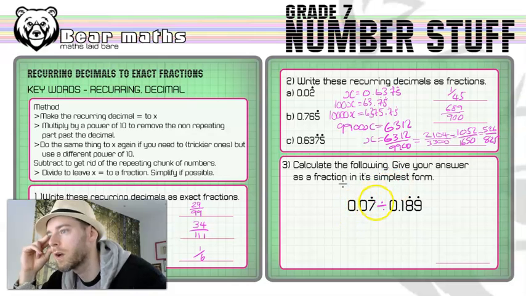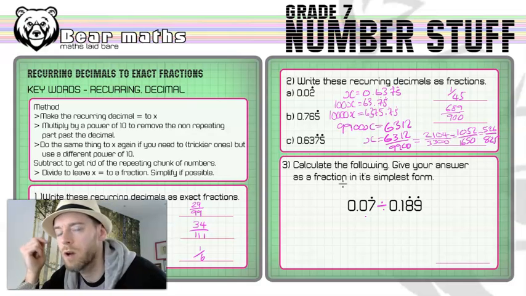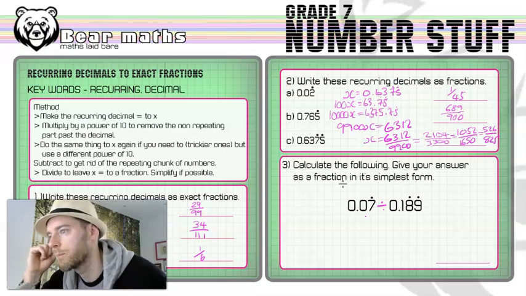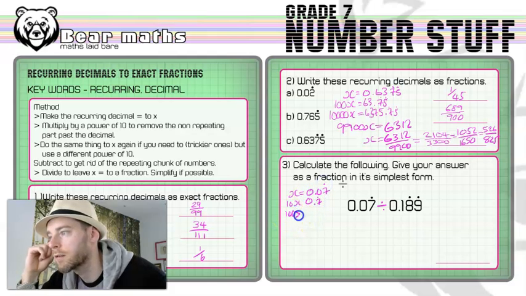So we're going to go and do the whole process of making this a fraction, and then we're going to divide the fractions using our division of fractions method, which if you're not sure what to do with that, you're going to have to go and watch that video that I've made as well. So that is going to be x equals 0.07, 10x equals 0.7, I'll put the recurring dot above it as well, and then 100x equals 7.7 recurring.